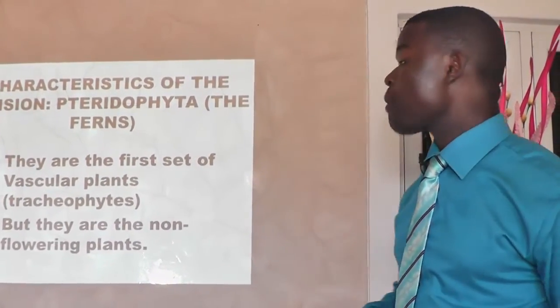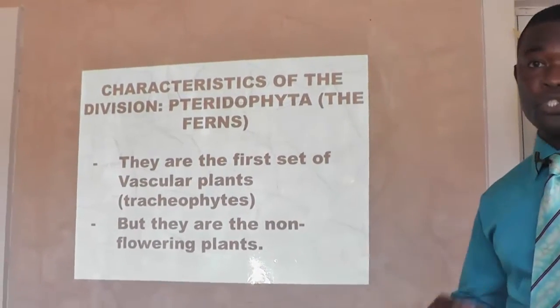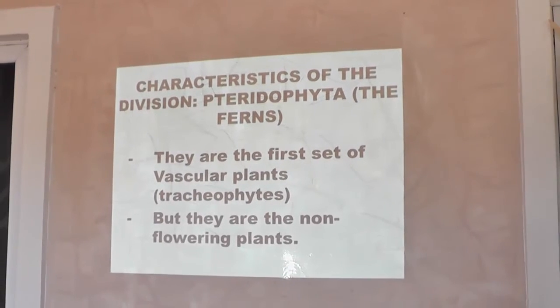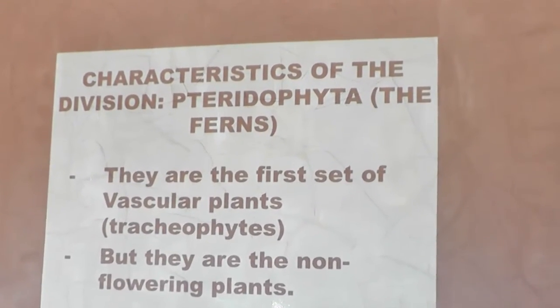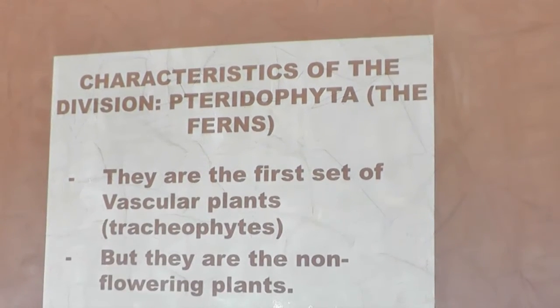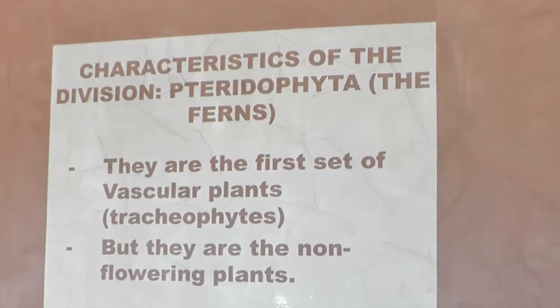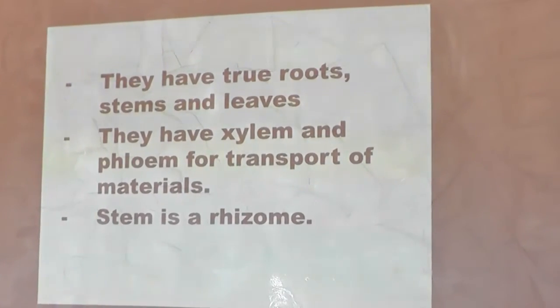But now, as we come into the group, the phylum that is called Pteridophyta, we are being introduced to plants with vascular tissues. That is the reason, in fact, why they are called tracheophyte, because tracheo stands for, or means, vascular. Then they are the non-flowering plants.